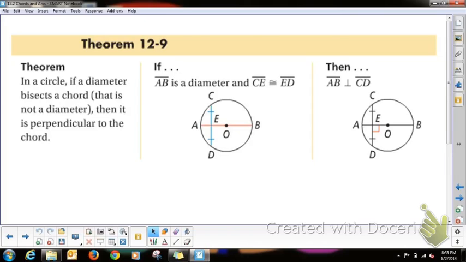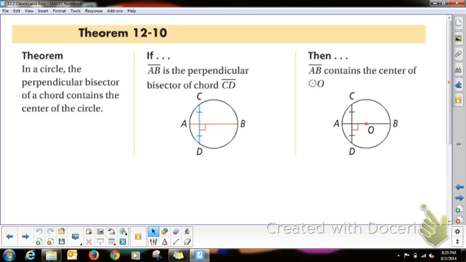Theorem 12.9. In a circle, if a diameter bisects a chord, so now we're saying if the diameter cuts the chord into two congruent segments, then you know it's perpendicular. And if you know it's perpendicular, then you could go on to prove that CA is congruent to AD.